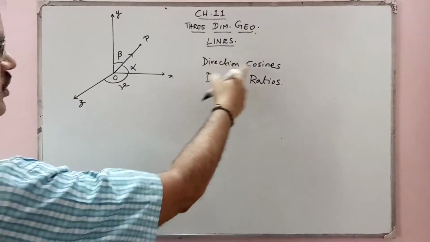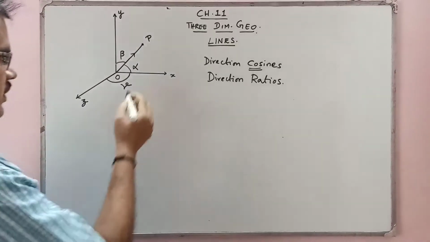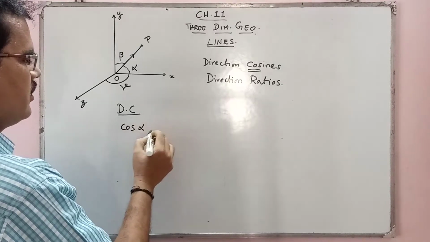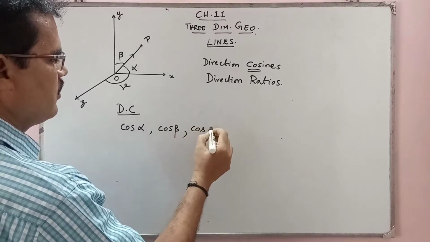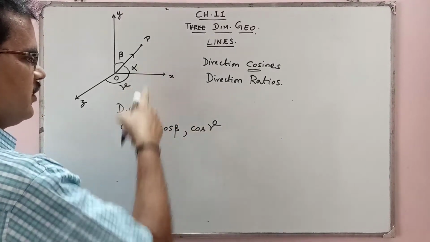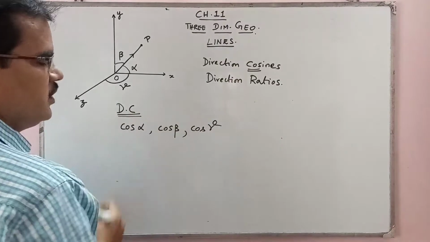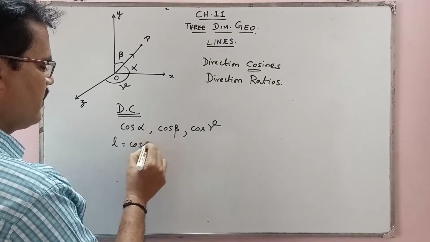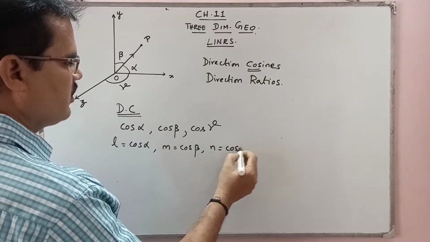Now, direction cosines. The short form of cosine is cos, right? So direction cosines are cos alpha, cos beta, and cos gamma. The cosines of these angles, alpha, beta and gamma, are called direction cosines. These are referred to with the letters L, M and N. So L will be cos alpha, M will be cos beta, N will be cos gamma.